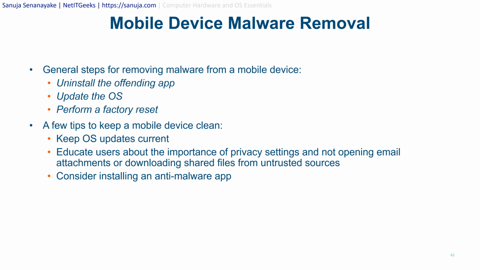Educate users about the importance of privacy settings and not opening email attachments or downloading shared files from untrusted sources. Just like with any desktop computer or laptop, you can educate your end users about opening items from untrusted senders. Consider installing an anti-malware app. Especially when it comes to Android, you don't strictly need an anti-malware app, but if you think your end user might run into some trouble, you may want to install one.